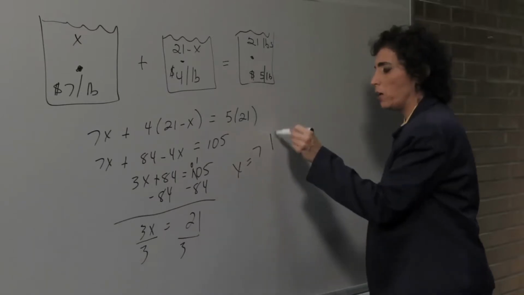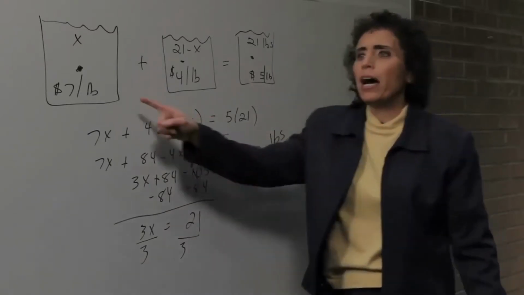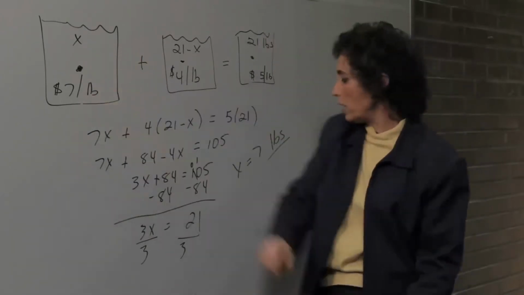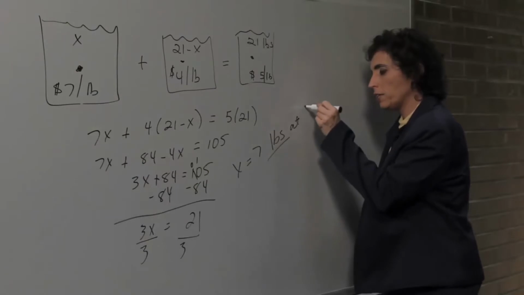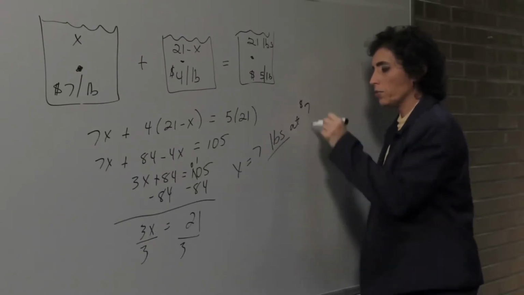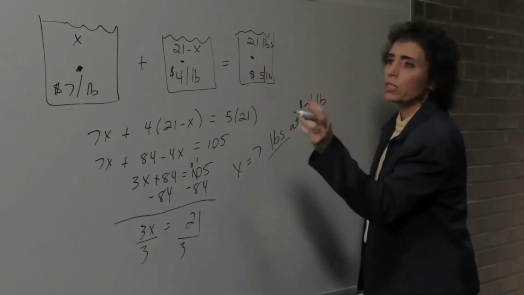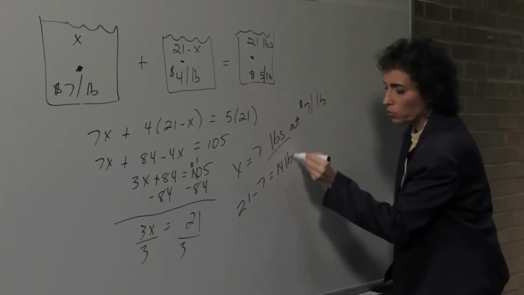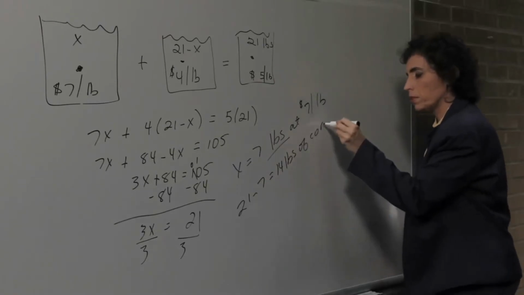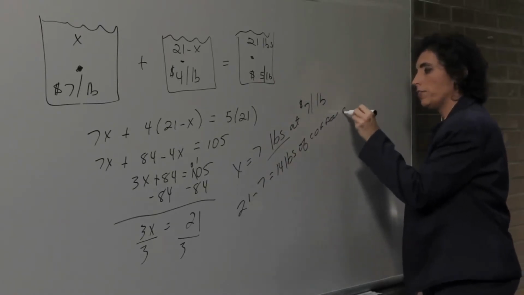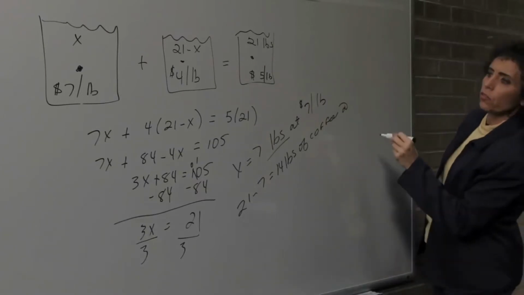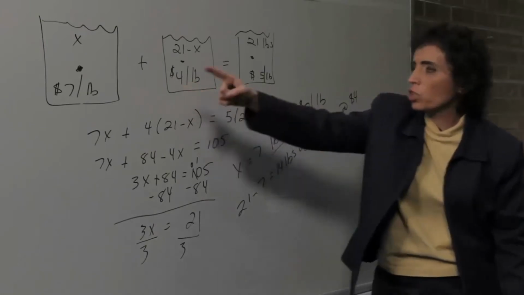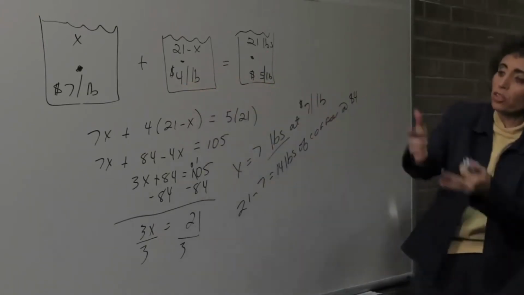7 what? 7 pounds. How many pounds of each? We want 7 pounds of coffee at $7 a pound. We want 21 minus X, 21 minus 7, or 14 pounds of coffee at $4 a pound. And of course you want more at $4 a pound because it's going to bring the price down to 5, because 5 is closer to 4.